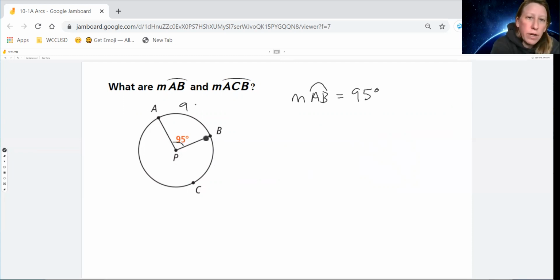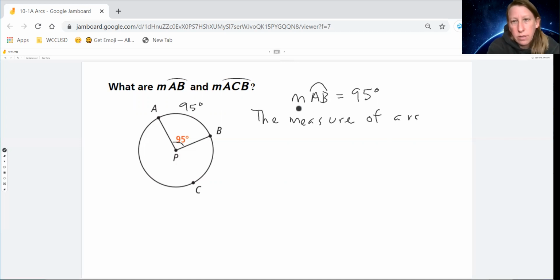We will often write it out here next to the arc. And the way you read this is the measure of arc AB is 95 degrees.